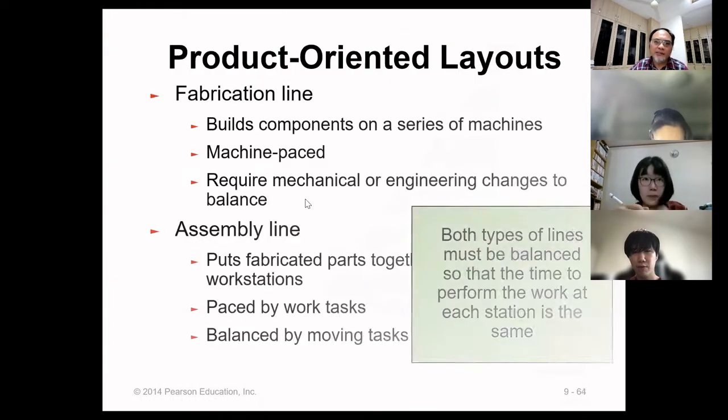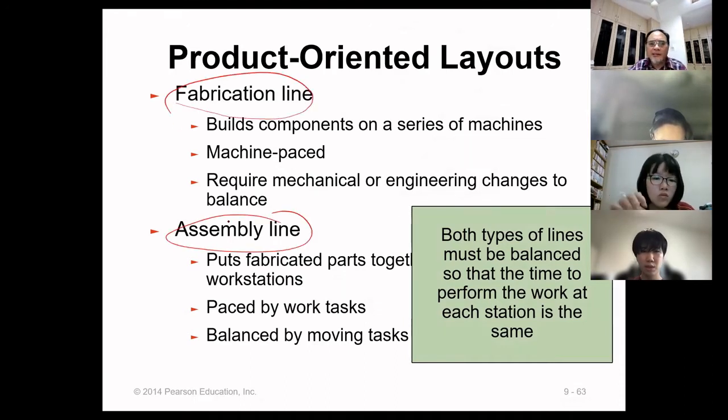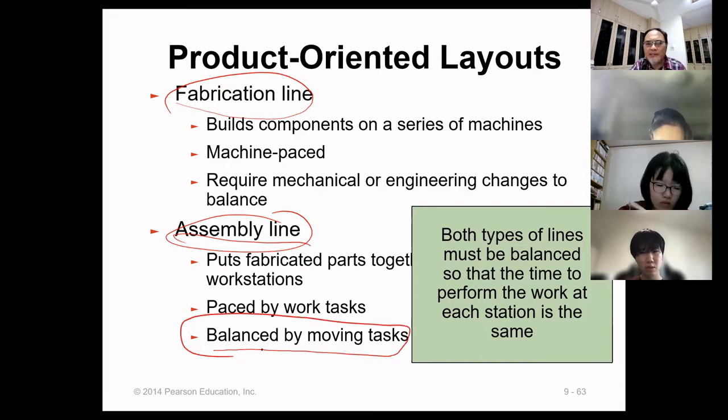Product oriented is like making canned foods, bottles. So you have your fabrication line which builds components or a series of machines, or you can have an assembly line. Fabrication means you produce. In an assembly line, you put together. This is like car manufacturing or electrical goods. In an assembly line, you need to see balance by moving tasks. So you move the tasks so that it is balanced.